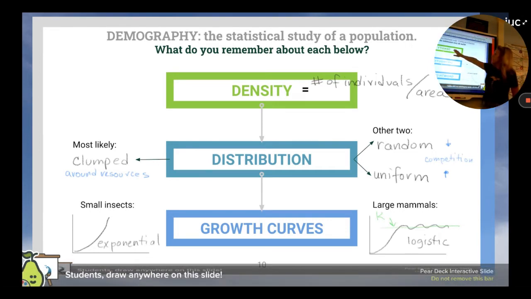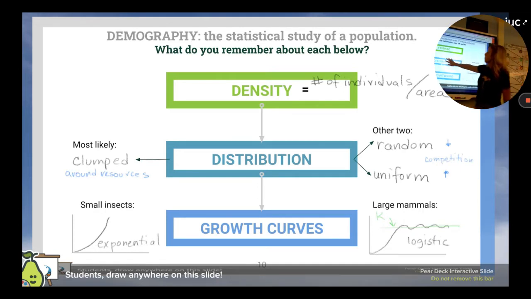So density, that's the easiest one of all, right? You just take the number of individuals and whatever area they measure, however they measure area, I don't care if it's square feet or hectares or miles or whatever, you just get it down to one of those. And then you just do the math, right? Take how many organisms by that area, and then that will give you density.